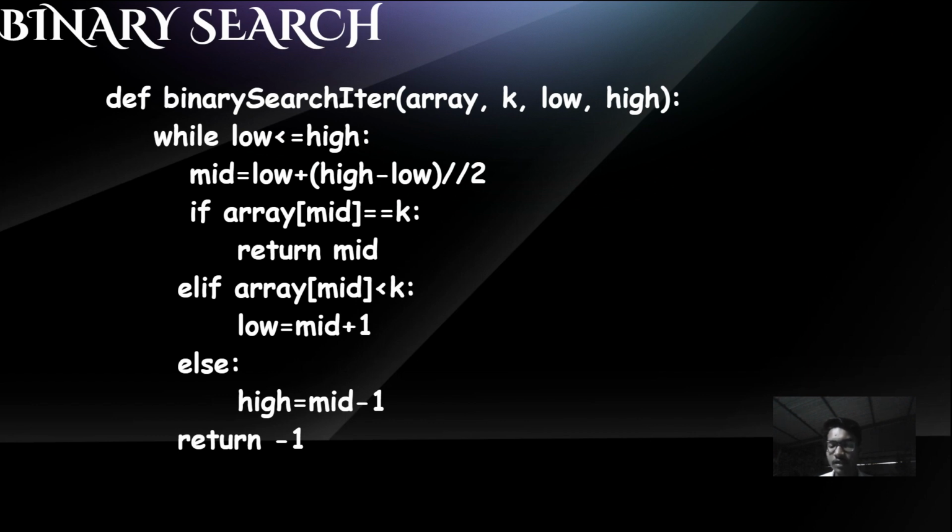If the element is less than k, it narrows the search space to the right of it. If the element is greater than k, it narrows the search space to the left of it. If the search space is empty, which is when low is greater than high, it means that k is not found in the array. So it returns -1.